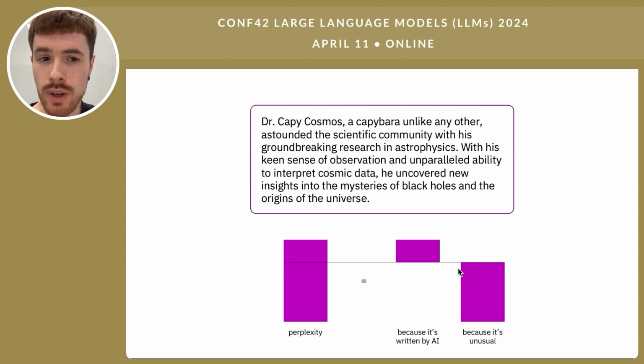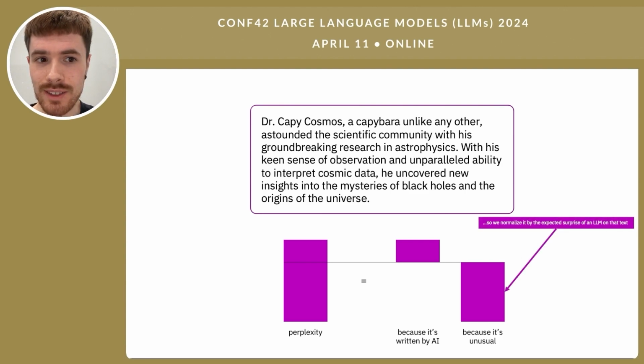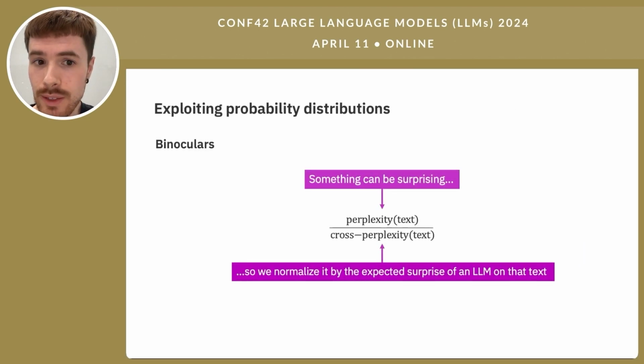So we try to remove the part of the perplexity that just comes from the fact that the text is unusual. We remove this part, and that's what I said before, right? We normalize by the expected surprise of an LLM on that text. We remove the part of a text being surprising because it's unusual, and if we get to do that, what we're left with is a measure of how likely a text is to be written by an AI. So that's what we do.